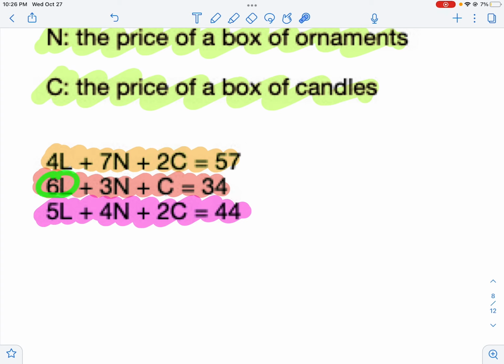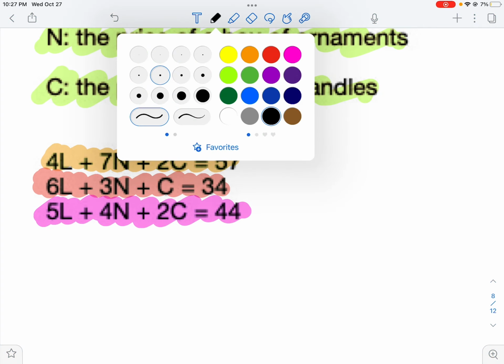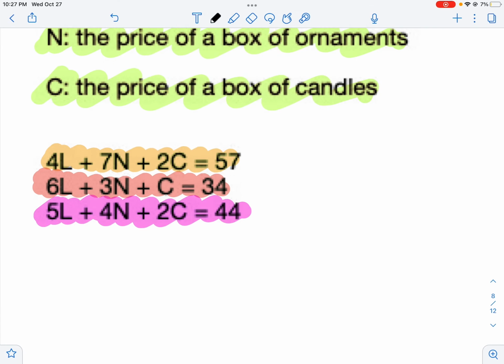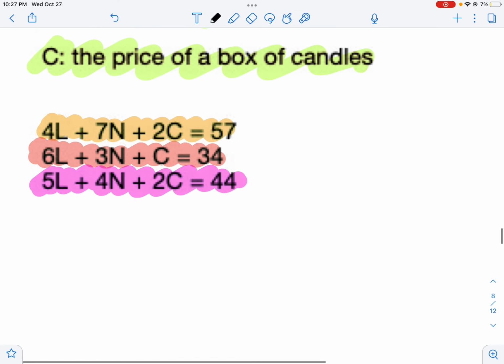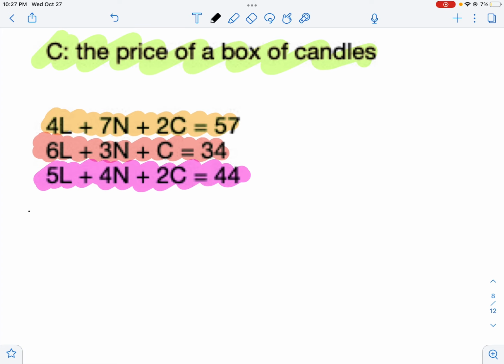The following year I bought 6 boxes of lights, 3 boxes of ornaments, and 1 box of candles, which equaled $34. Finally, the third year I bought 5 boxes of lights, 4 boxes of ornaments, and 2 boxes of candles, and paid a total of $44. So what we are looking for is the price of the box for each box of items, right? So step one, as we always do here, we're going to pick 2 equations.